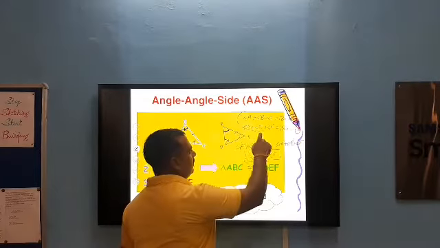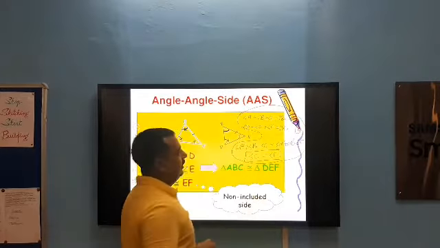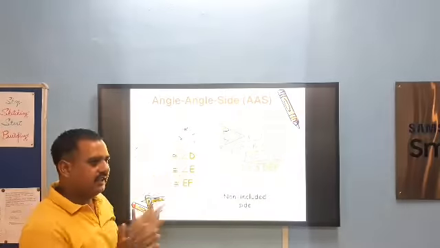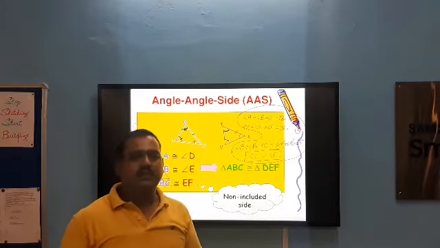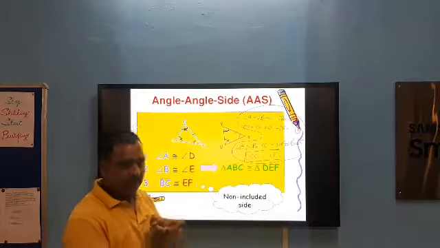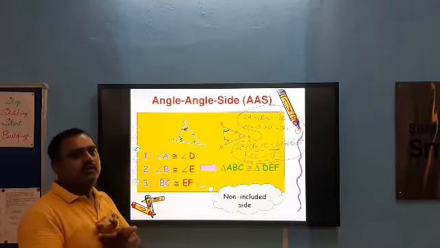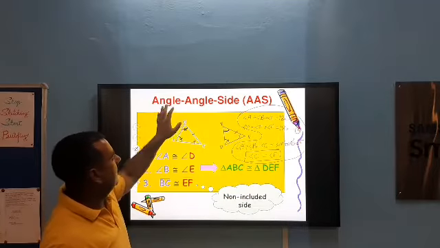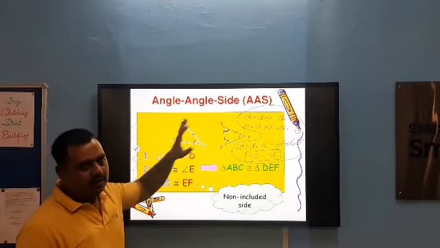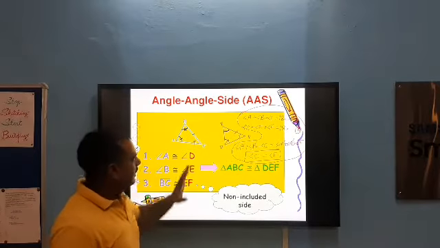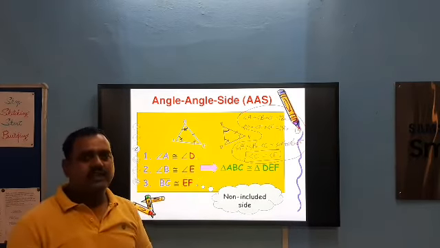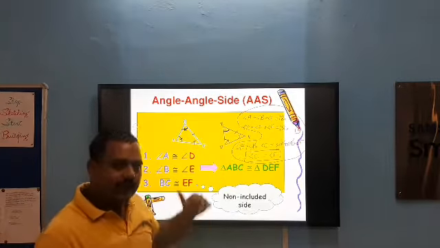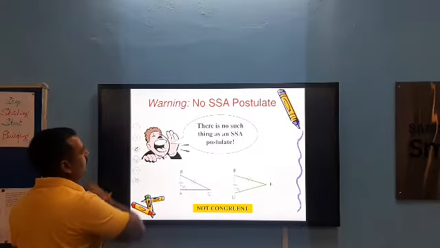So instead of proving all these, we can take this AAS as a congruency criteria, and we consider that if in any two triangles we have only two angles equal to each other and one side equal to each other, then we can say that the triangles are congruent using the criteria angle, angle, side. Now the question arises: just like this criteria angle, angle, side, does a criteria side, side, angle also exist? Yes or no? Let us see.